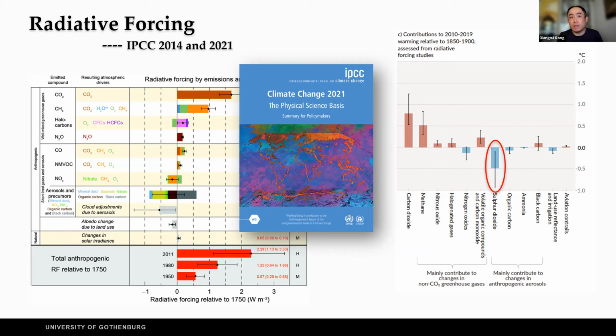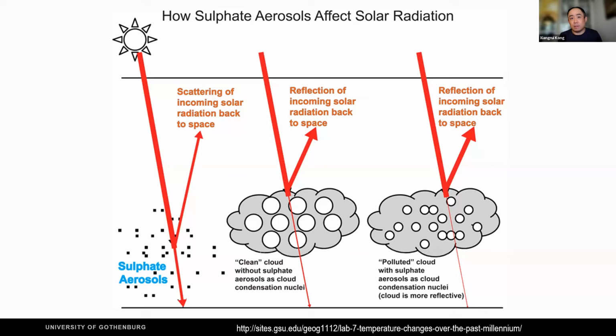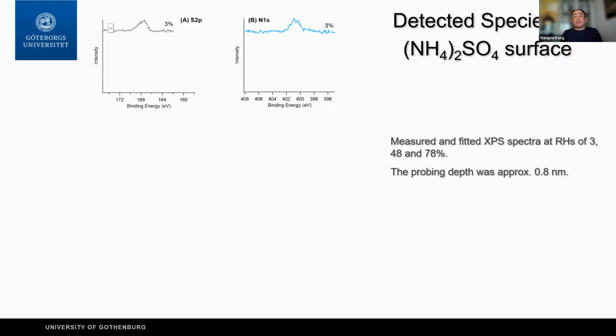And this is how the sulfate cooling effect works, because it increases albedo by changing the microphysics properties of clouds without sulfate. Okay, so this was a lot of introduction and background, but let me show you what we exactly detect on top of this ammonium sulfate surface.